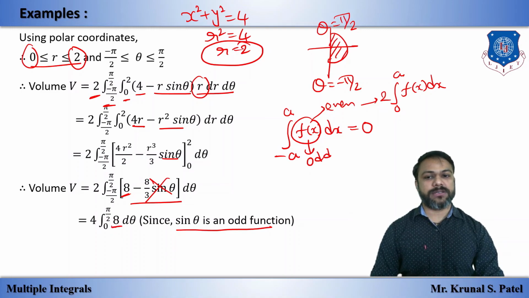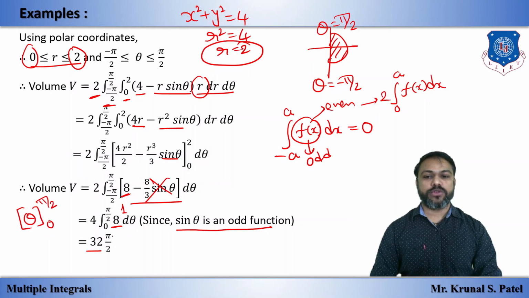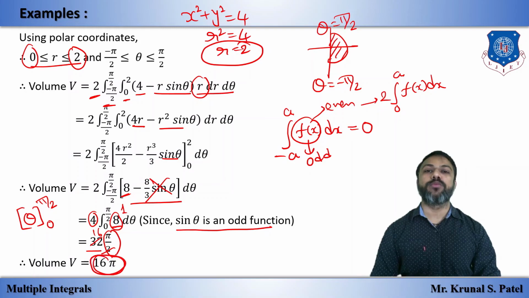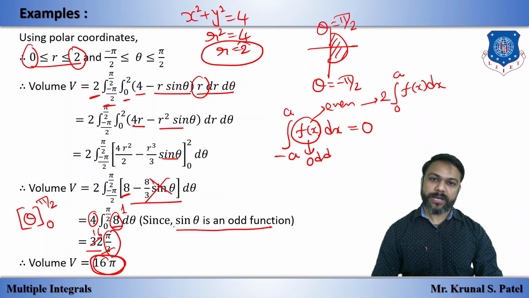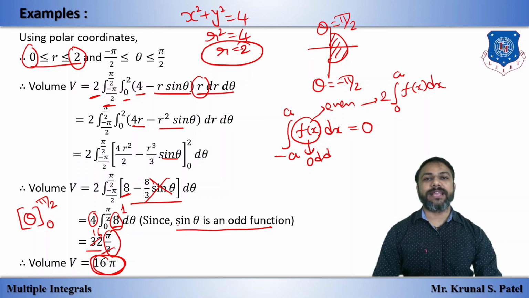Now 8 is a constant, so you can take it outside, and the remaining is 1. So the integration of 1 is theta. By putting upper limit minus lower limit, we have pi by 2. So pi by 2 and 8 fours are 32 outside. By cancelling this, we have 16 pi, which is our final volume of the given region. Okay, so this is how we can find the volume by double integral, as we have seen.